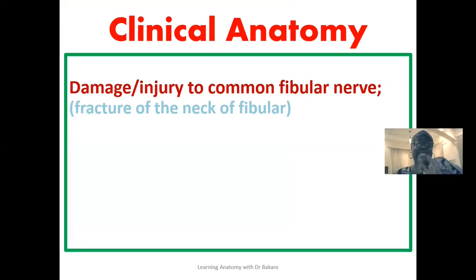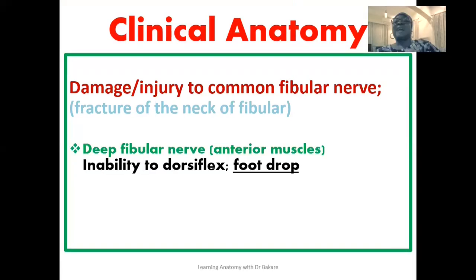But when this damage is targeted at the terminal branches of the common fibular nerve, we should expect different effects. Specifically, when the deep branch, the deep fibular nerve or deep peroneal nerve, is targeted, the motor actions of the anterior muscles of the leg will be affected, because we already stated that the deep fibular nerve provides motor innervation for the anterior muscles of the leg. The actions these muscles exert include dorsiflexion. So there will be an inability to dorsiflex, and this will lead to foot drop.